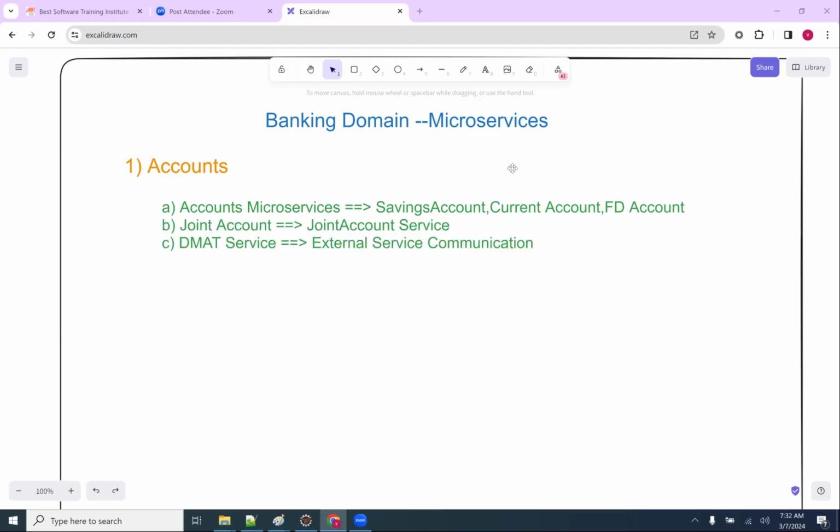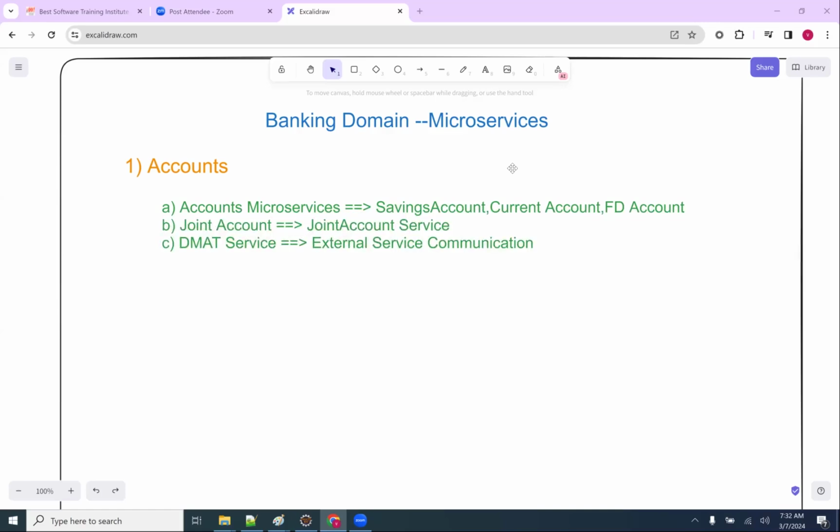A joint account, sir, starts with a company. Savings account is for an individual. Current account is for a small company. A joint account is completely different: 2 persons should come to the bank, and 2 signatures should be there. Creating a joint account and creating a savings account is completely different, and a demat account is also completely different.